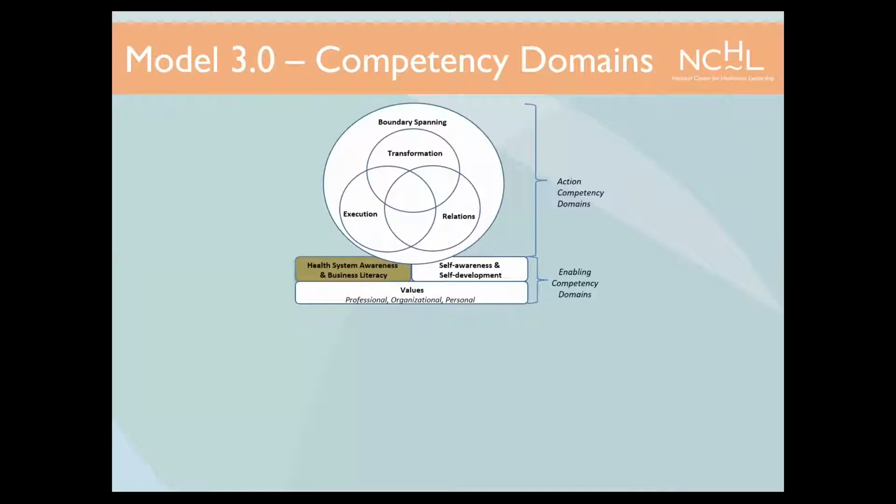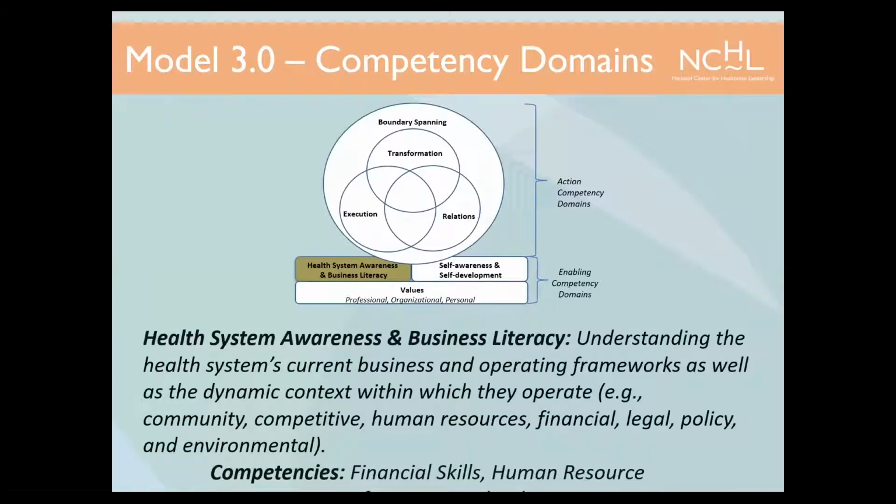And now part of what we've included in this 3.0 model is the enabling competency domains, which I'll go over. The first one we have is health system awareness and business literacy. Really what this serves as is a flexible domain meant to house more of the technical competencies, which are really going to vary by organization. So this includes things like financial skills, human resource management, and information technology management. And again, they may be very specific to a manager and an organization.